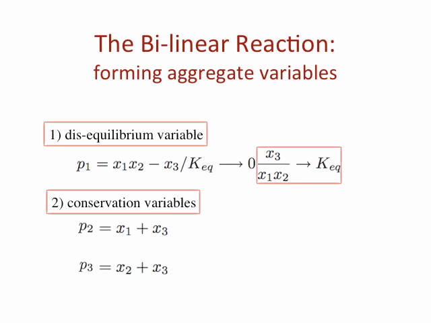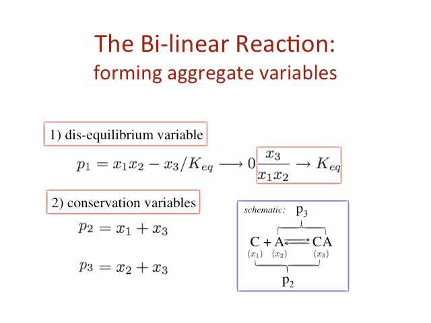The second two pools I can define here are the conservation variables that I mentioned earlier. And it's easy to understand them if you write out the chemical reaction in more detail as shown here. Here I am calling the two reactants C and A, and C and A combine to form a joint molecule CA.